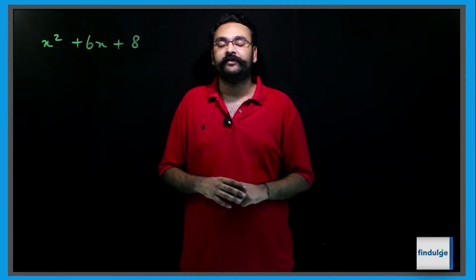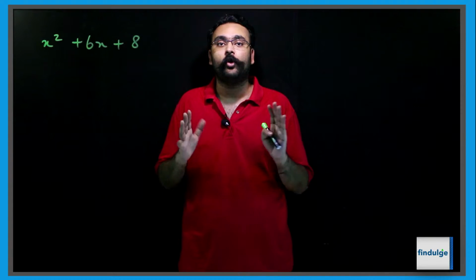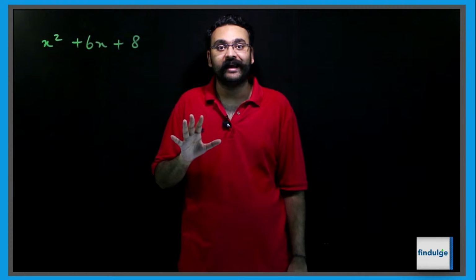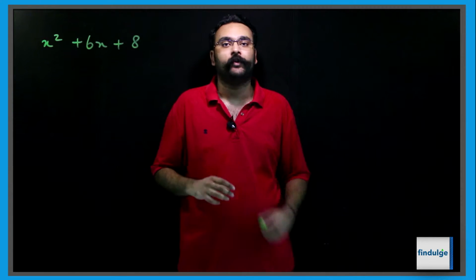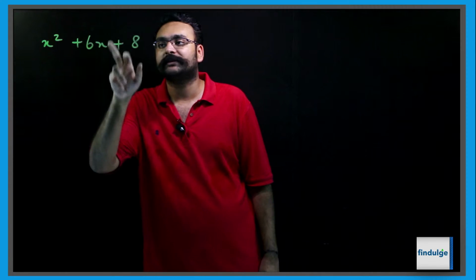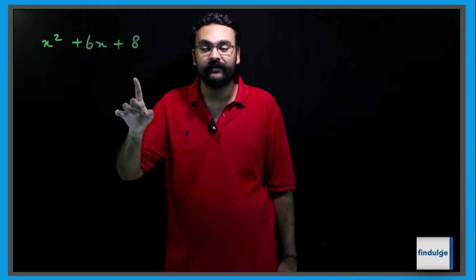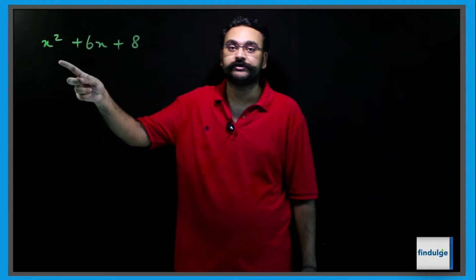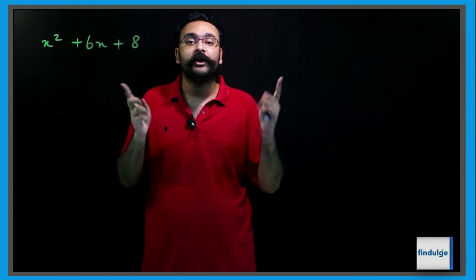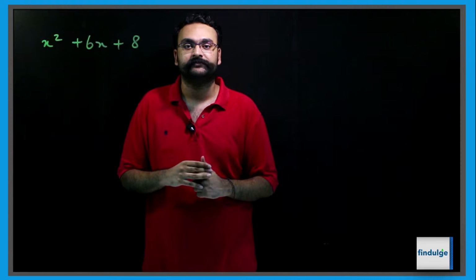So starting off with the splitting of the middle term method. In this method, all you have to do is look at your quadratic equation, analyze it and proceed in the following way. First thing you will do is look at your constant term, which is plus 8, you look at it with the sign, and look at the coefficient of x square. In this case, it's simply plus 1. And you multiply them. So 1 into 8 is 8.